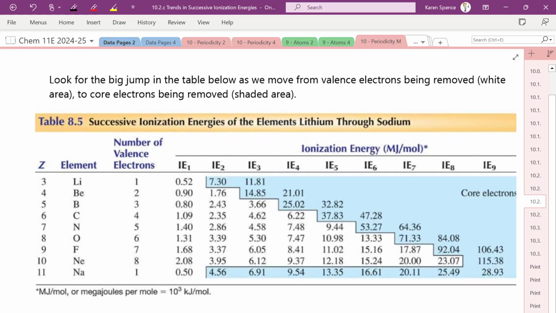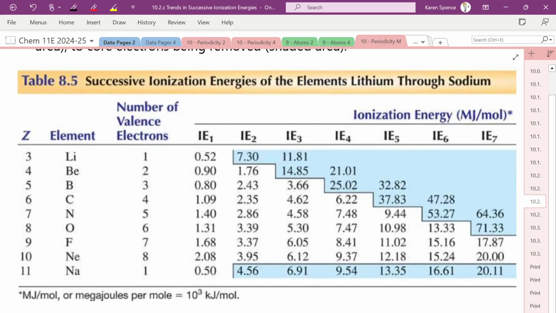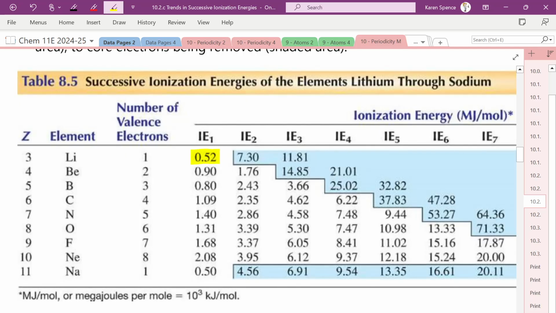So you can see here, lithium has one valence electron, yes? And so its first ionization energy is 0.52. And then all of a sudden we get a big jump to 7 and 11. Yeah? So we got a small number and then we got big numbers. Usually it's kind of like a factor of 10-ish. It's not really 10, but it's 10-ish. So we go from 0.5 to 7. That's kind of like 10 times as much, very roughly.